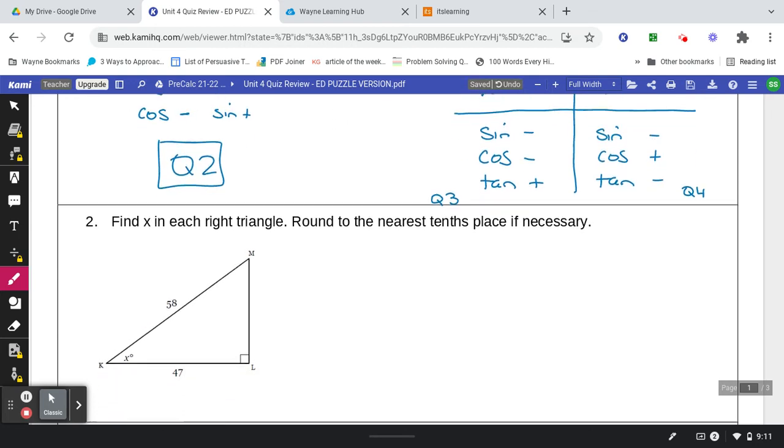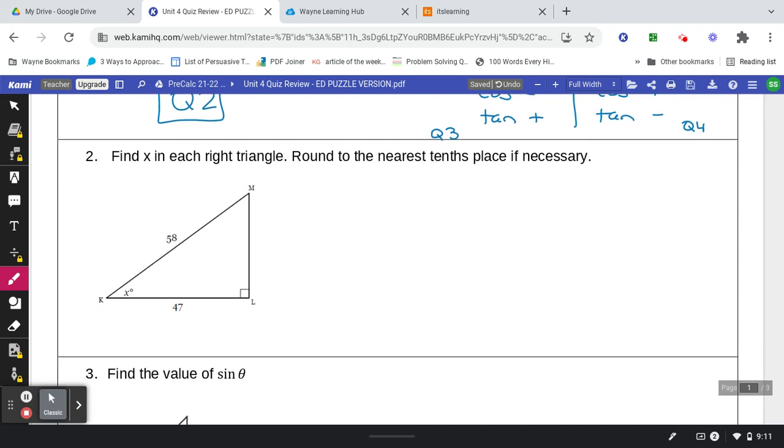All right, problem number 2, we're supposed to find the x in the right triangle. So we have x here in the corner, which means 47 is the adjacent, and 58 is the hypotenuse. So then we'll need to set this up using cosine. Cosine is the one that uses A and H. So we'll do the cosine of x degrees equals 47 over 58.